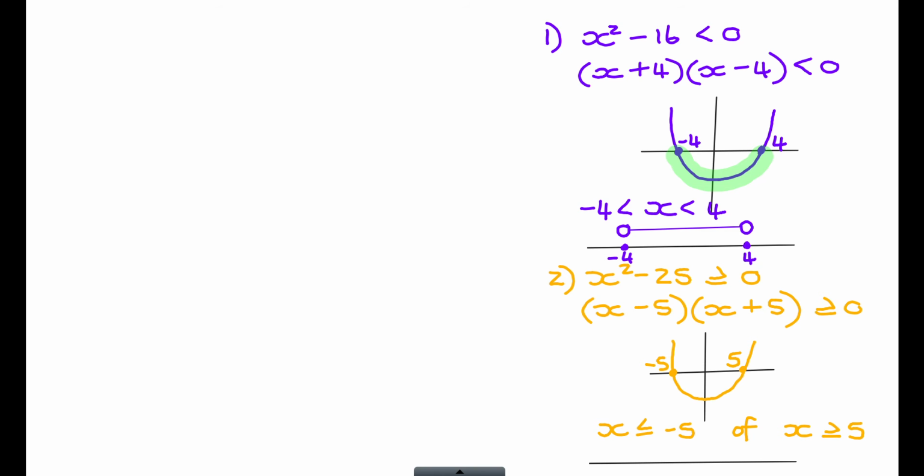X kwadraat minus 25 en dit moet wees groter of gelyk aan 0. So because it's greater than 0, it means I want my y values to be positive. Okay, so if I go and factorize that, it's going to be x minus 5, x plus 5. Now, waar is my y-waardes positief? It will be this part and that part. Nee, daai twee boonste armpies. And you can see that it's two separate pieces. So dit gaan ook wees twee aparte goed wat ek gaan neerskryf, twee aparte antwoorde.